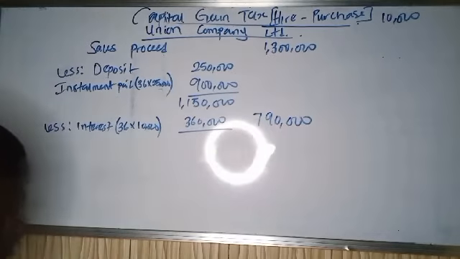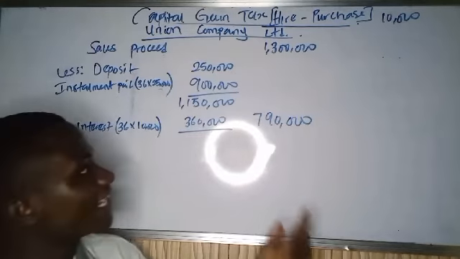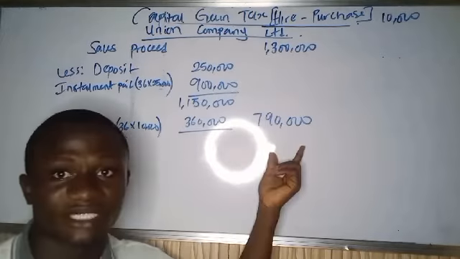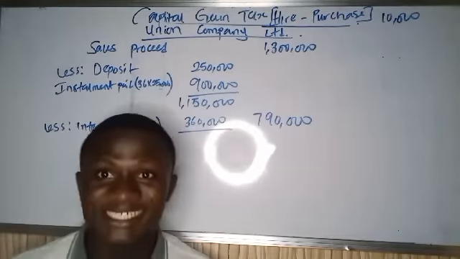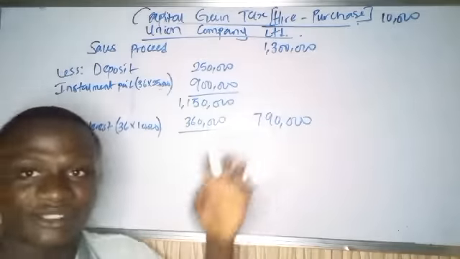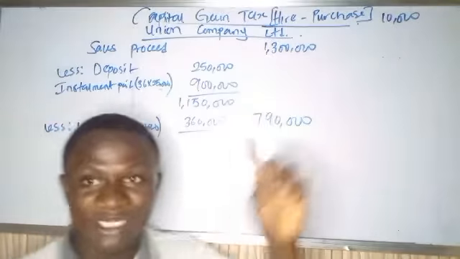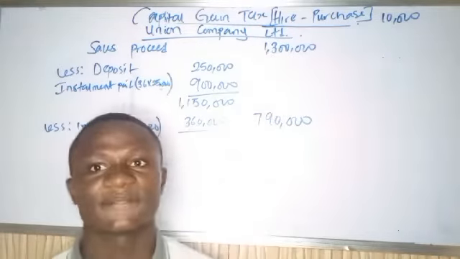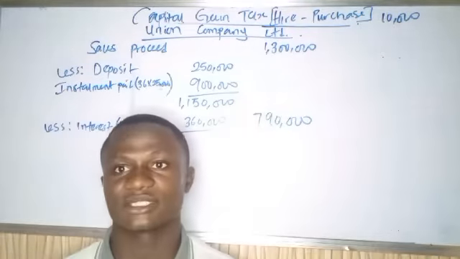Now if you go back to the question, this minus the interest he has paid gave me 790,000. This 790,000 naira I got is the market value. If you go back to the question, they said the market value or the cash price of the asset is 790,000 naira. So you can see I'm very correct.